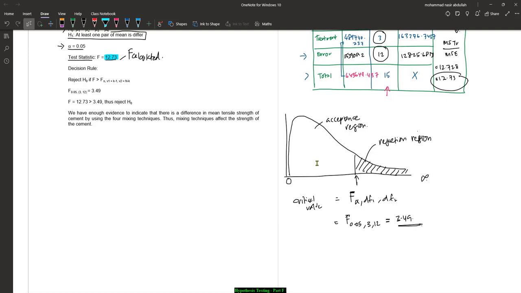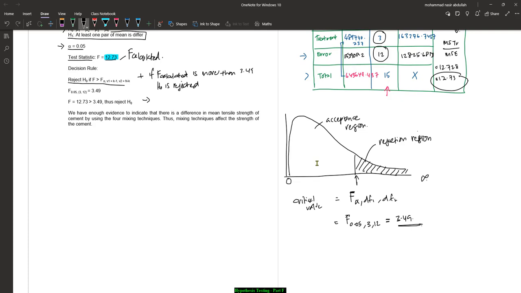Right? So kita tengok balik dalam decision rule, if F calculated is more than F alpha, degree of freedom 1 and degree of freedom 2, more than 3.49, right? Null hypothesis is rejected. So this is one way to make a decision rule.